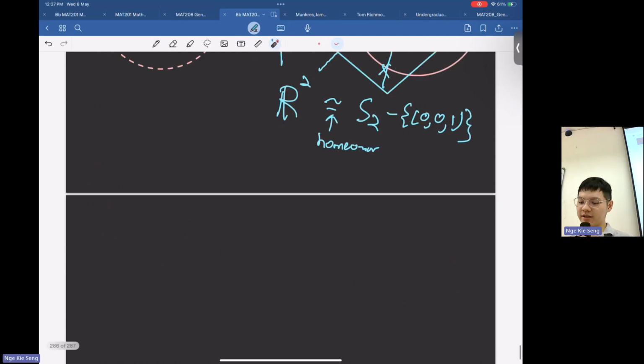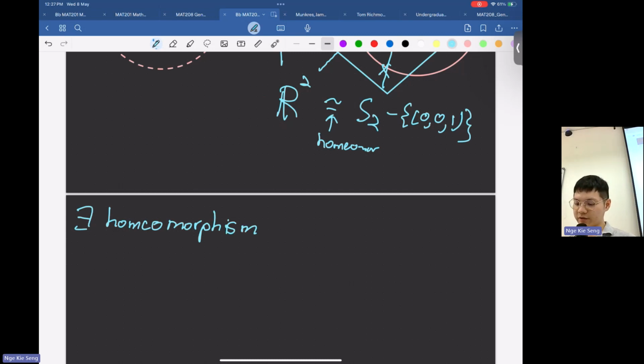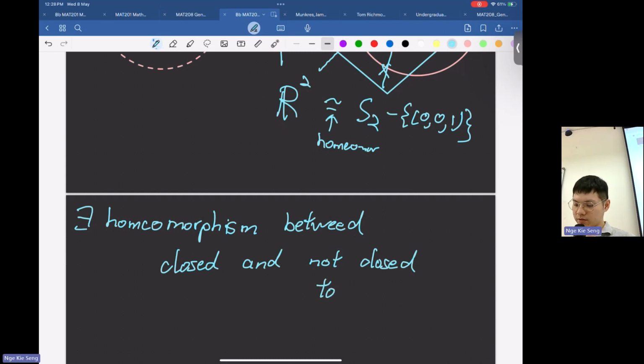You can try and see whether there exists a formula. You can try and prove it, whether yes or no. So does there exist a homeomorphism between closed and not closed topological space?